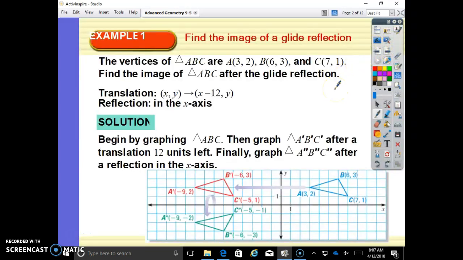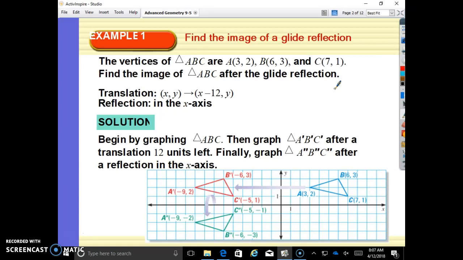A composition is just more than one, so two or more translations, reflections, rotations, any kind of transformation. So in this first example, we are finding the image of a glide reflection. A glide reflection is a translation and then a reflection. So in this example, A, B, C are at (3, 2), (6, 3), and (7, 1).